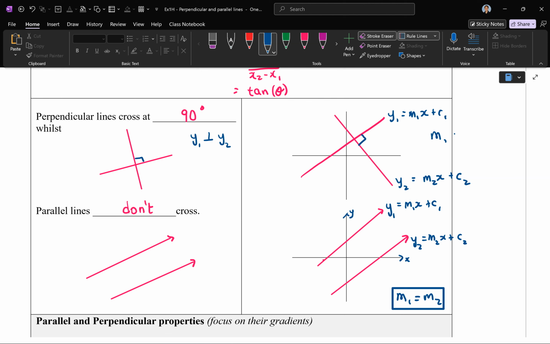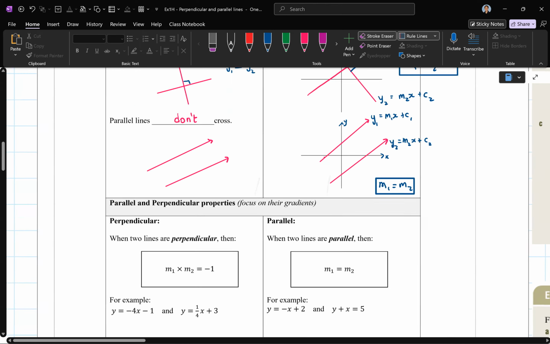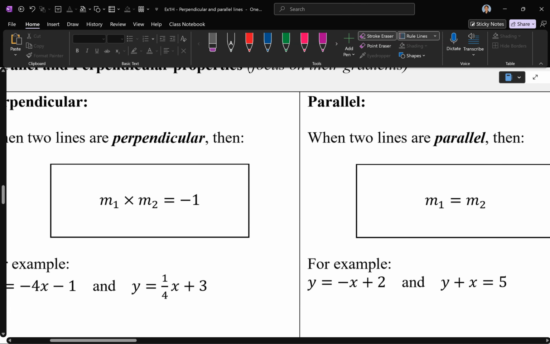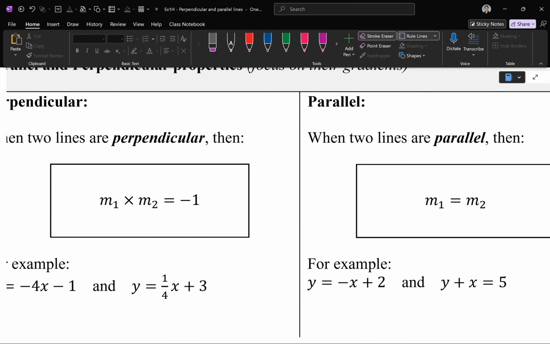So m1 times m2 will equal negative 1. An alternative formula that students like at year 11 is this. If you rearrange this one, so if you know the gradient of one line, you can definitely figure out the perpendicular gradient of the second line. Okay? So this is an alternative formula that you can write down if you like.